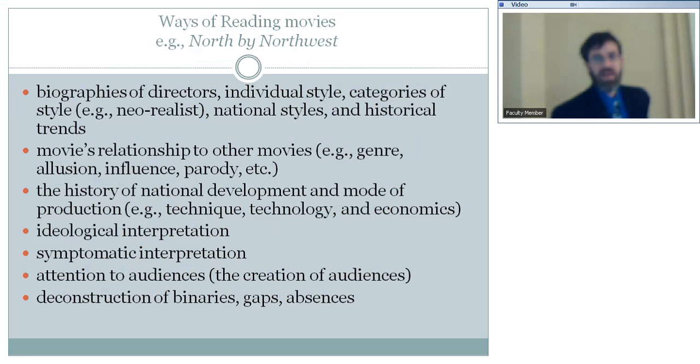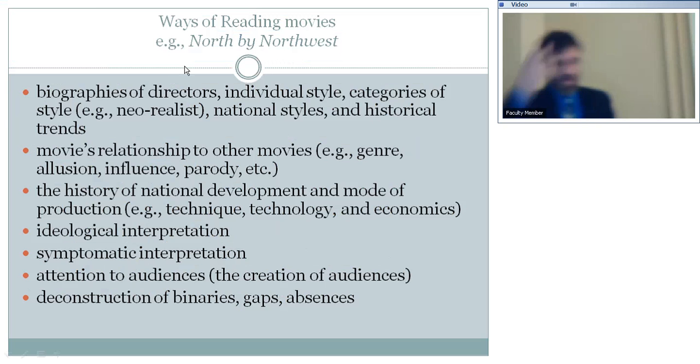Now, when you're reading a movie like North by Northwest, for example, and you think about all those different ways that you might relate to a movie, you've probably seen film criticism that does all of these things, right? You've seen film criticism that focuses on the biographies of the directors, the biographies of the actors, the individual style of each, the categories of the style, like neo-realist, expressivist, whatever you want to call it. Then there's national styles, like the French do it this way, the Italians do it that way, the Americans do it that way. There's historical trends.